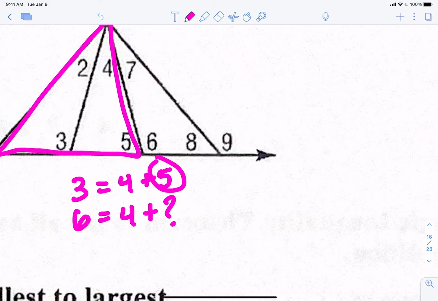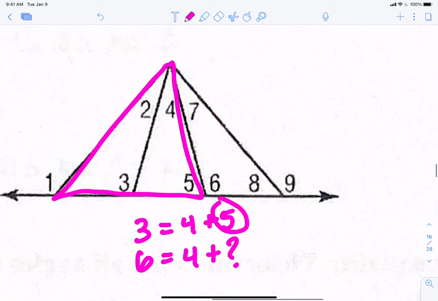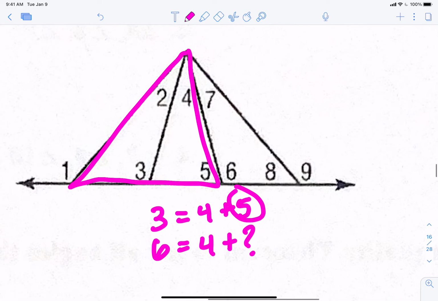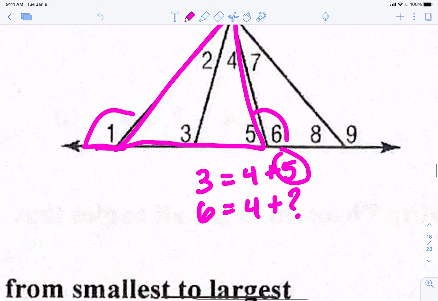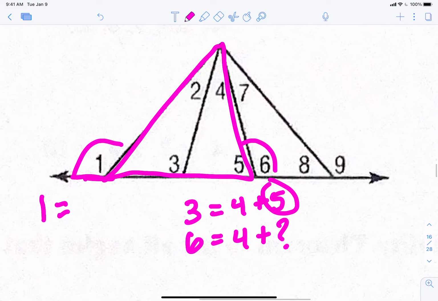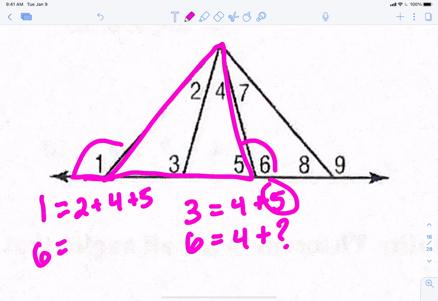I just did both exterior angles to that angle. So if I'm doing the left side, there's 2 angles that are exterior to this one. Which ones are the exterior angles? 1 and 6. 1 is equal to, what do you have to add together to make 1? 2, 4, and 5. 2 plus 4 plus 5, right? Okay, so what do you have to add together to make 6? 2, 4, and question mark.